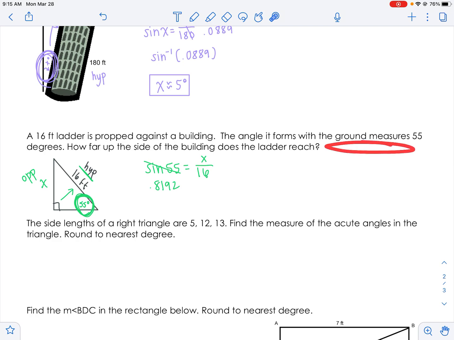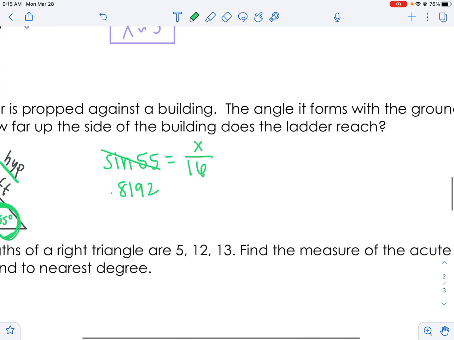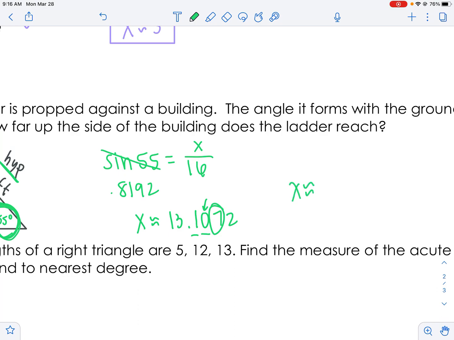And it's 13.1072. Now, the problem doesn't tell us what to round to, which means we're going to go 2 decimal places out. So the calculator said 13.1072. If I go 2 places out, that 0 would need to go up because of the 7. So I'm going to say that the ladder is approximately 13.12 feet up the wall.